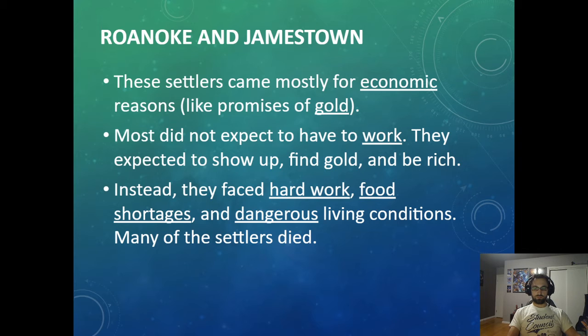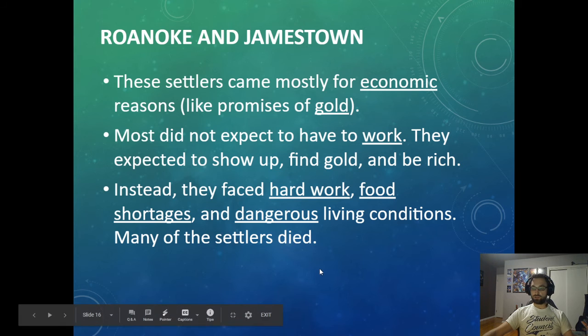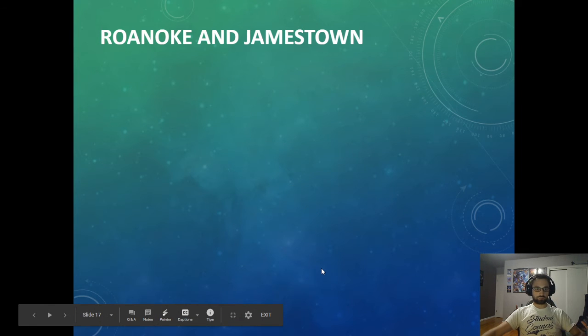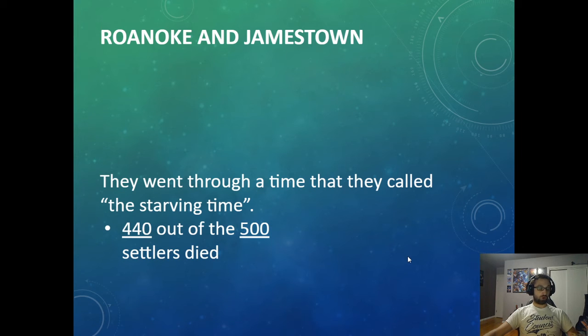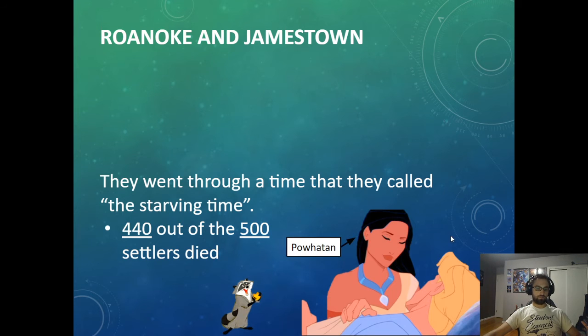They're literally months across the sea. So if they don't have something or they need something that they forgot, it's not like they can pop across there and get it. They had to make it. So things were dangerous for them, and many of the settlers ended up dying. They went through a time that they called the starving time. And so of the 500 settlers that were there, 440 of them ended up dying, whether it was from starvation or the elements. Okay.